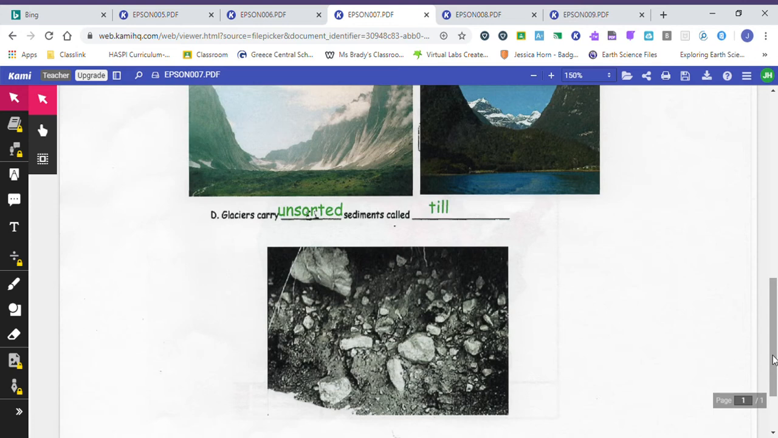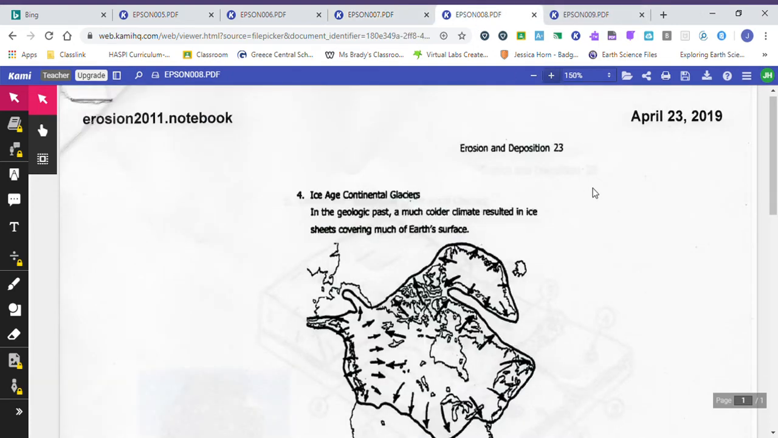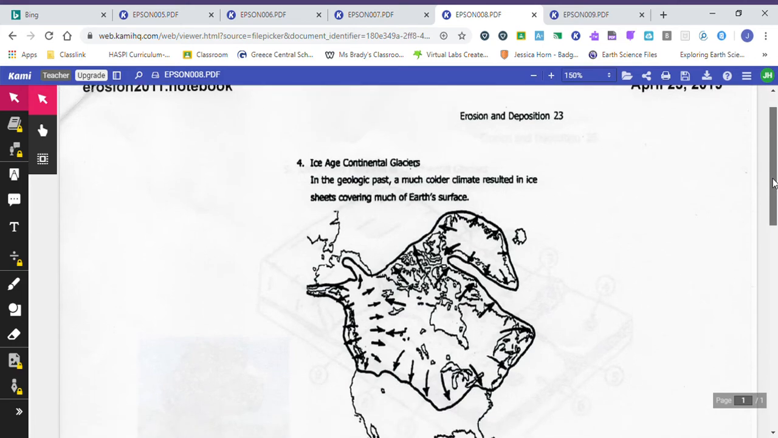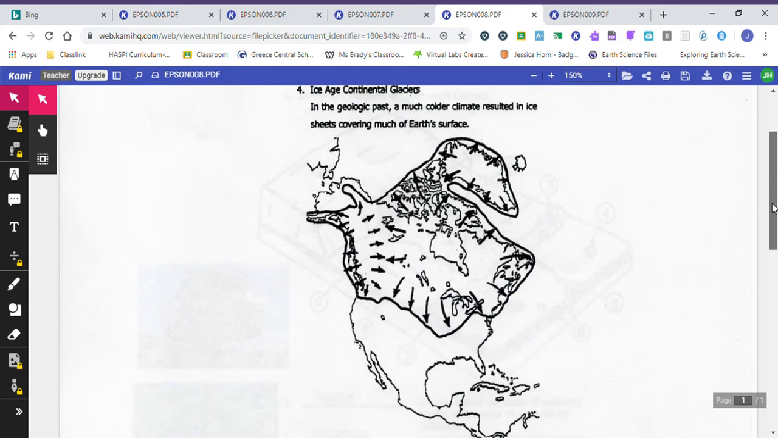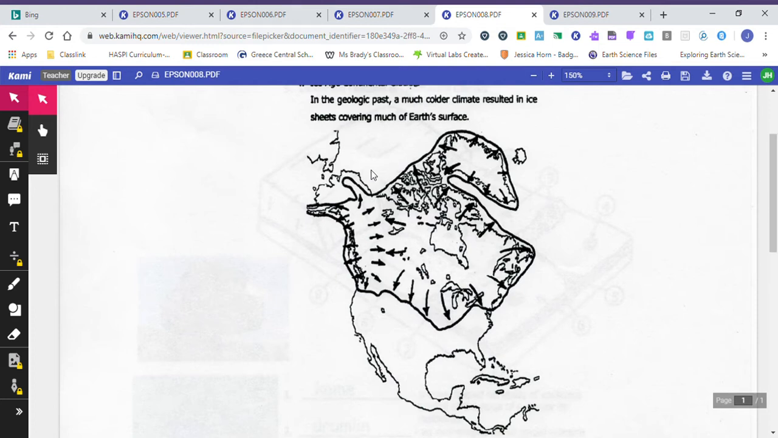Okay, over on the next page, we got mostly pictures, things to look at here. We've got a picture of North America, and this is what it looked like about 10,000 years ago. This whole area here was a glacier. So northern United States, all of Canada was covered by a glacier.